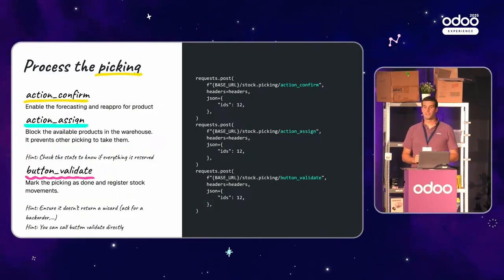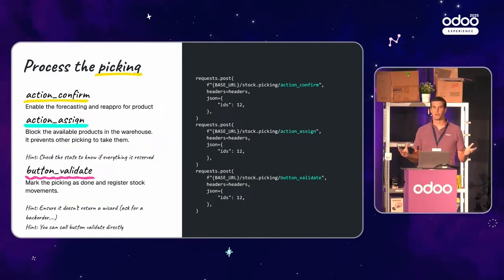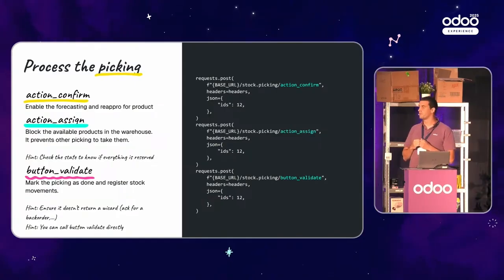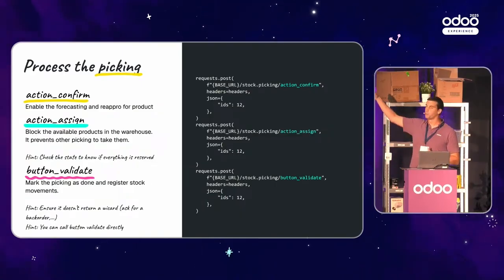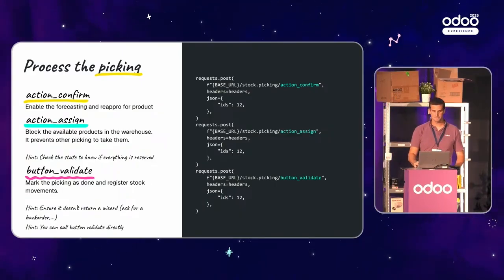If you want to move fast and you are sure that all your products are in your stock, you don't need to call action confirm and action assign. So if you want super fast processing, you can directly call button validate and it will do the two previous actions automatically.